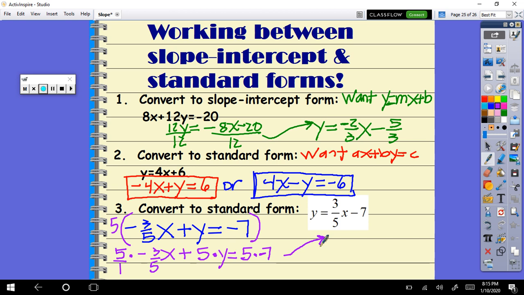What happens is I wind up with -3x, and then 5 times y is just 5y, and 5 times -7 is -35. Now I've got an answer for standard form that works. Because remember, standard form not only has x's and y's on the left, plain numbers on the right, it also has no fractions. So guys, you are ready to finish the slope worksheet.